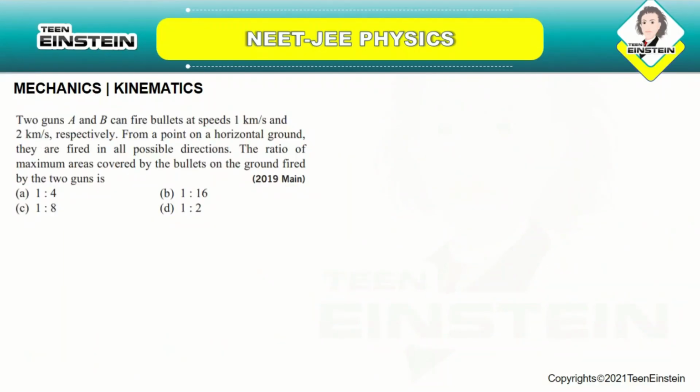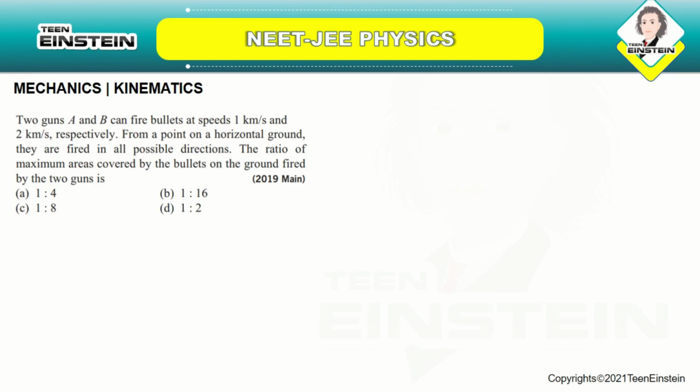Two guns A and B can fire bullets at speeds 1 km per second and 2 km per second respectively. From a point on a horizontal ground, they are fired in all possible directions. The ratio of maximum areas covered by the bullets on the ground fired by the two guns is. So, the bullets from guns can reach up to a distance of maximum range, which occurs when projection is made at an angle of 45 degrees.